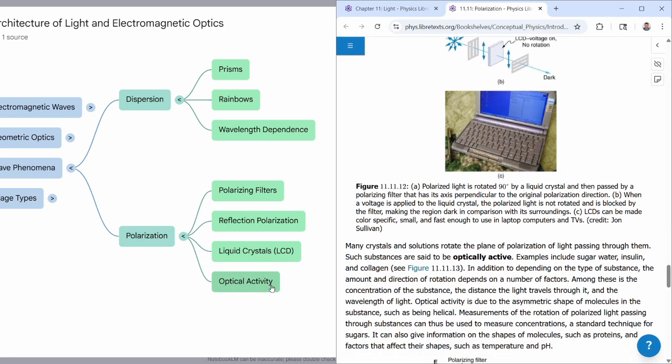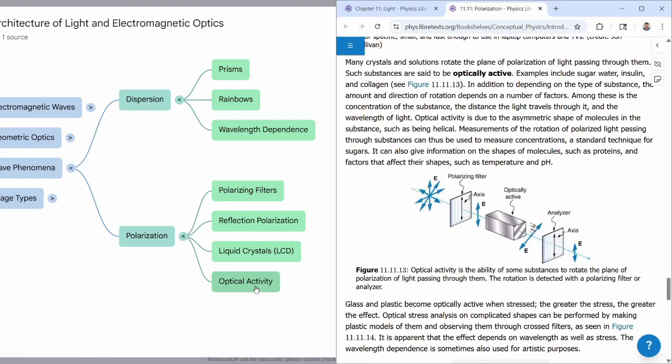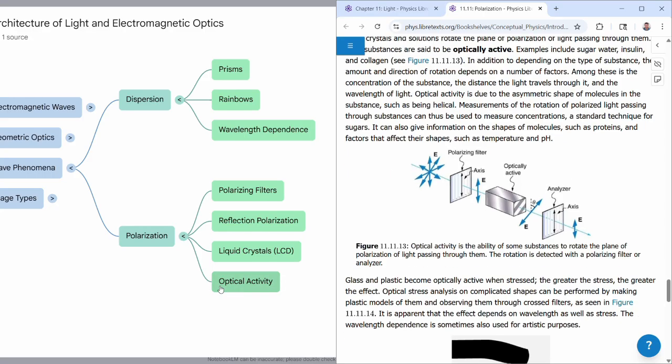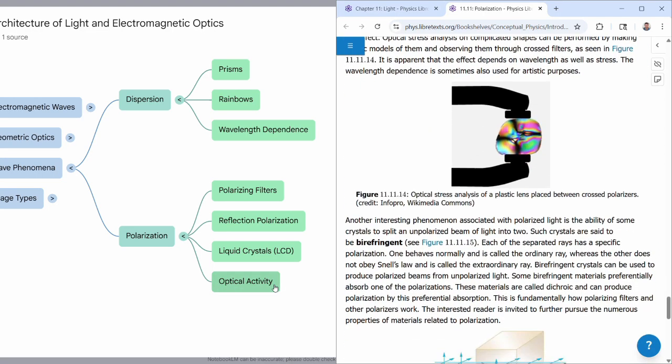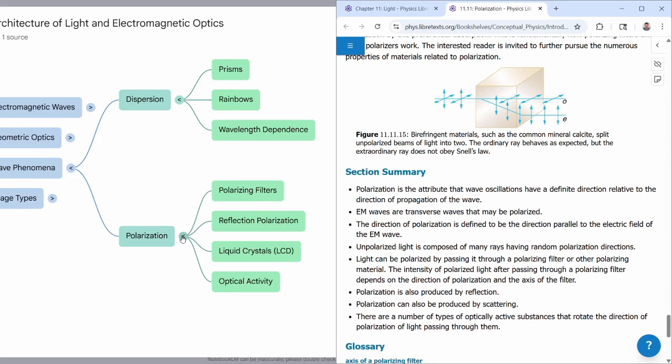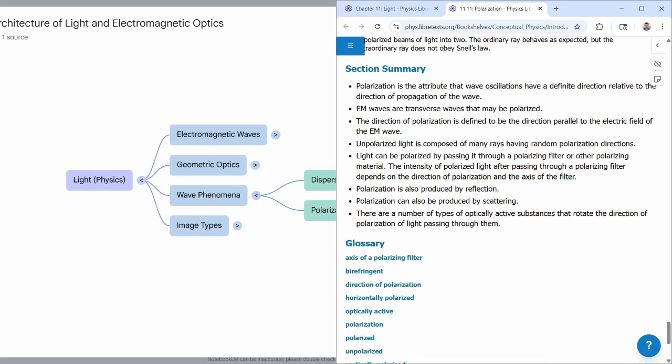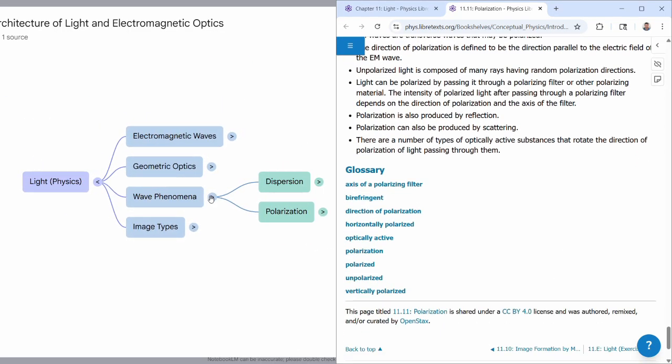Optical activity, I think that's covered in the textbook, has to do with different types of sugar solutions rotating the polarization of light in different directions. If you're a biology major, you might actually see this at some point. I think that has application in biology and maybe organic chemistry. So that's all the sections covered in chapter 11, light. It covers quite a bit.